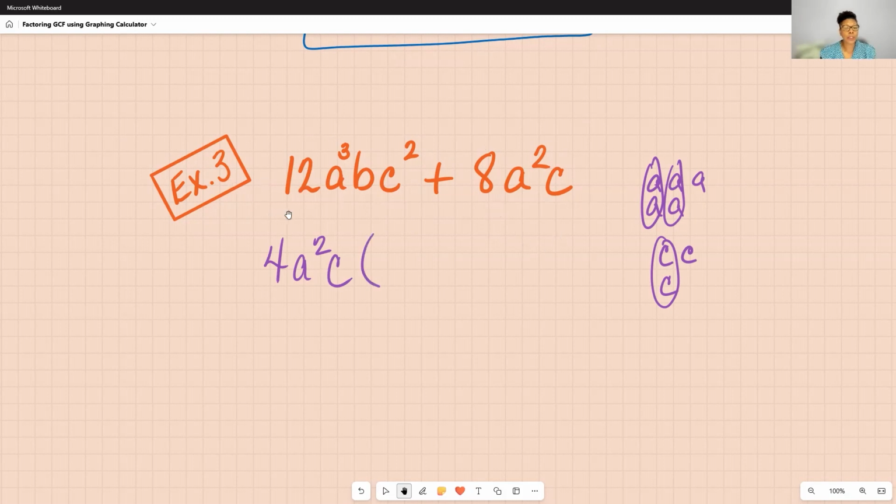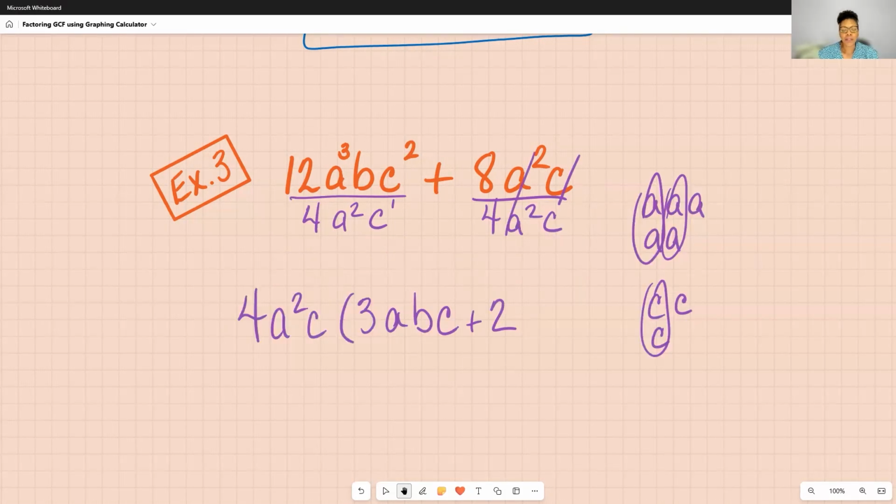So I'm going to either divide everything by this 4A squared C, or I can use the other method of saying 4 times what is 12, A squared times what is A cubed, and then C times what is C squared. Now I have plus 8. So 4 times what is 8? A squared times what is A squared? 1. We don't have to write that. C times what is C? Again, 1. My final answer is going to look like this.